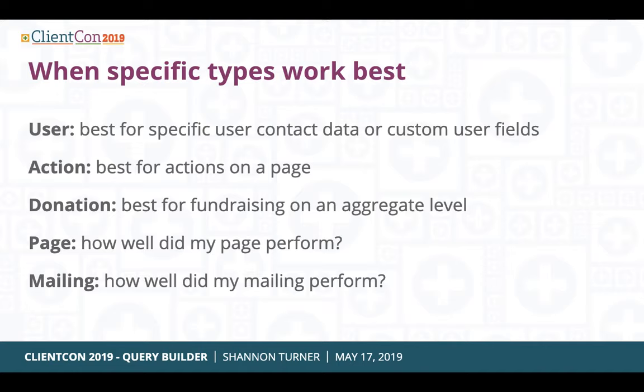So when specific query types work best: the user query type is best for specific user contact data or custom fields. Action query types are best for actions on a page. Donation query types are best for fundraising on an aggregate level. Page query types say, how well did my page perform? And mailing query types are, how well did my mailing perform?